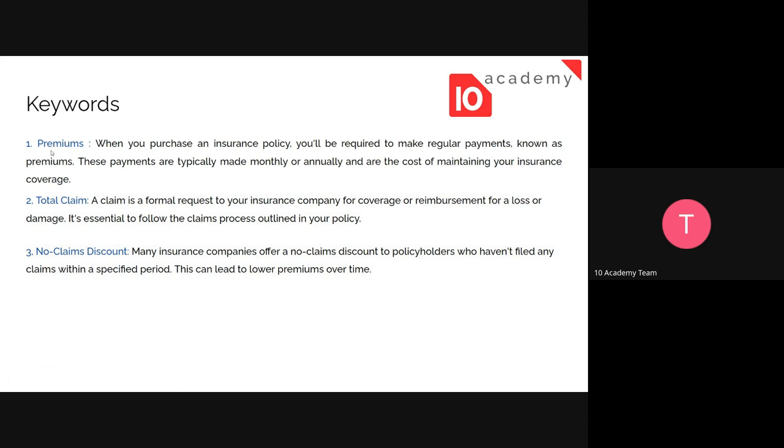So here we can see the three main keywords used in the insurance company. The first one is premiums. I have just mentioned this idea actually, but when you purchase an insurance policy, you will be required to make regular payments. That regular payment is called premiums. And the total claim is a formal request to your insurance company for coverage or reimbursement for a loss or damage. And the no claim discount is specifically for people who haven't filed any claims within a specified period. So you can consider it as a reward, okay? It's kind of making the premiums lower, but it's somehow different because the reason is different. You might make the premiums lower because of another reason, but if the reason is specifically that the person hasn't filed any claims within a specified period, then it's called a no claims discount.